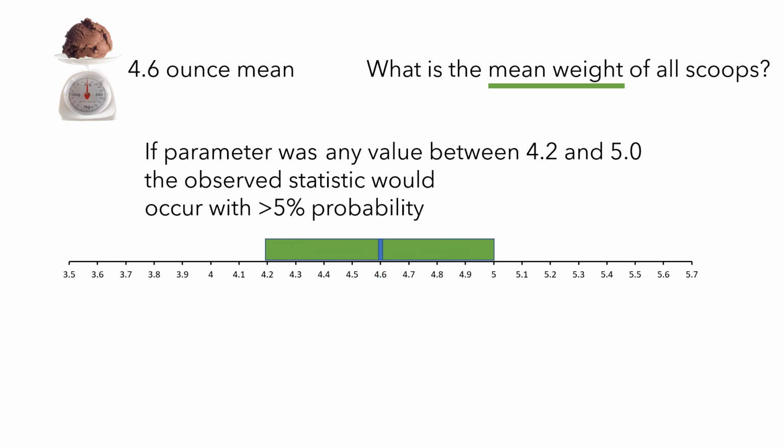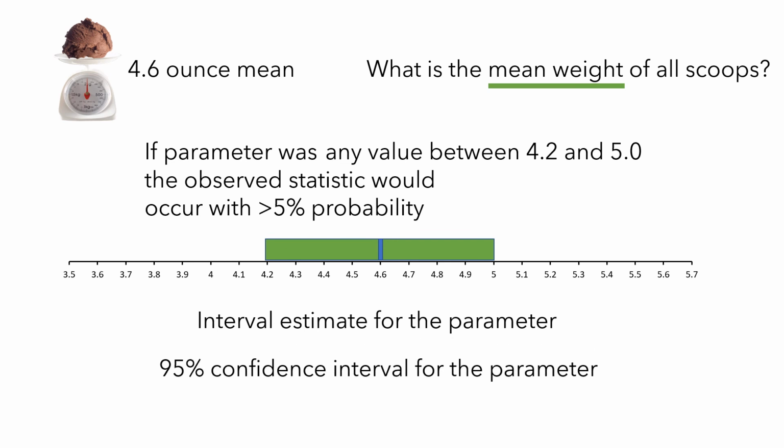As before, this range of values is called an interval estimate for the parameter. And in particular, since we were using 5% as our criterion for whether the parameter would produce the statistic, it is also called a 95% confidence interval for the parameter. And the method we used for this quantitative variable was essentially the same as the method we used when we were working with a categorical variable.